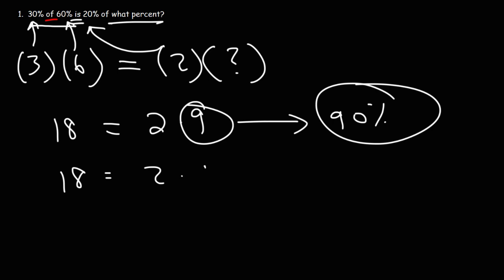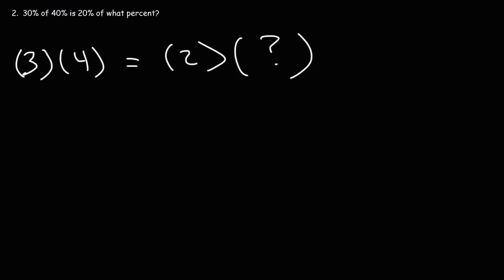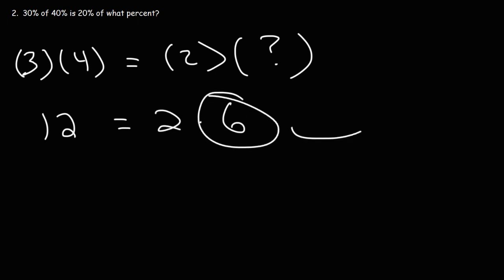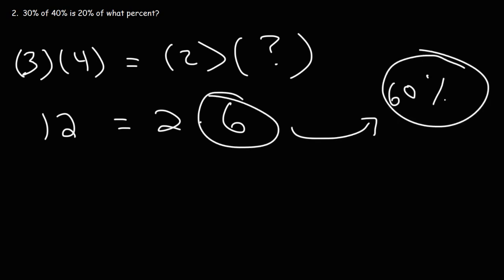So let me give you another example problem where you can put this into practice. 30% of 40% is 20% of what percent? So to do it quickly, 3 times 4 is equal to 2 times what number? Well, 3 times 4 is 12. Now, 2 times what number is 12? This is going to be 2 times 6. So therefore, the answer is going to be 60%. And so that's how you can quickly solve this problem mentally in your head.